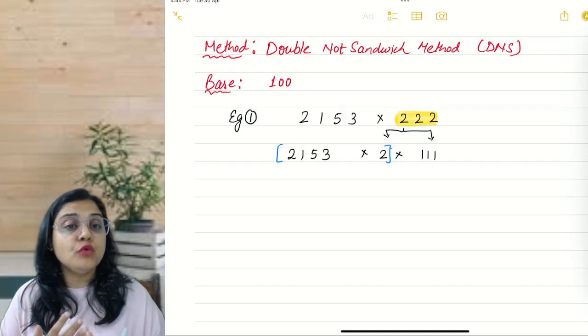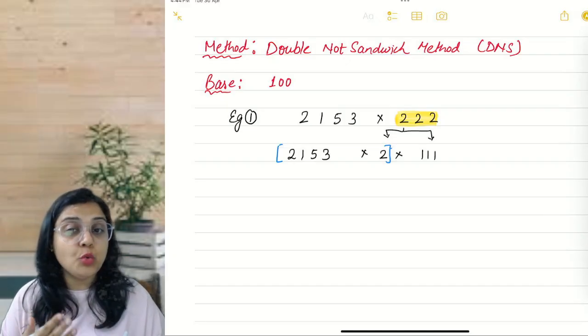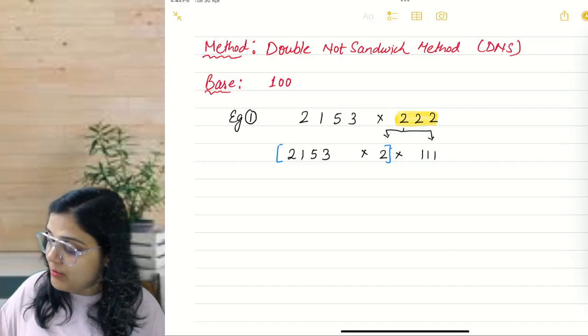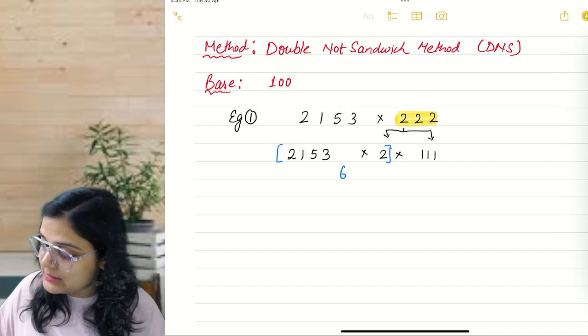All right. So if you do not know how to multiply this number with 2 orally, you can just write it in rough and multiply. And if you know, do it directly. So I am multiplying 2 with 3. 2 3s are 6. 2 5s are 10. Then 2 1s are 2. And 2 2s are 4.